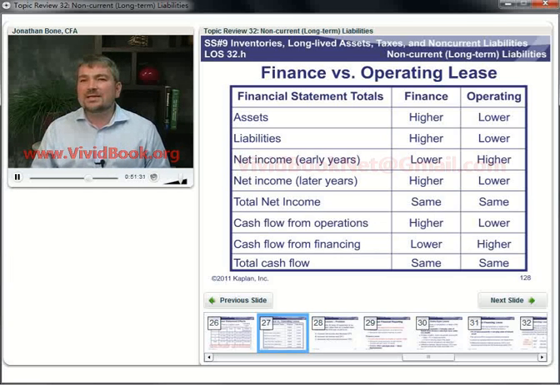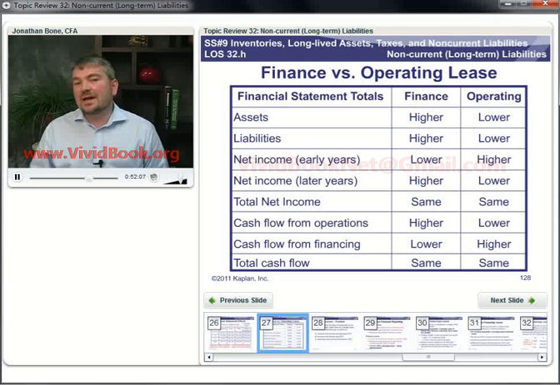Remember, operating lease, no recognition of asset, no recognition of liability. So therefore, assets and liabilities under an operating lease will be lower compared to a finance lease. Well, we do have the recognition of an asset, we do have the recognition of a liability. As we saw on the previous slide, our net income for a finance lease is lower in the earlier years because the sum of the depreciation and interest is greater than the rental expense. So net income is lower with the finance lease in the earlier years compared to the operating lease, but higher in the later years as the interest gets smaller and smaller as the liability is paid off.